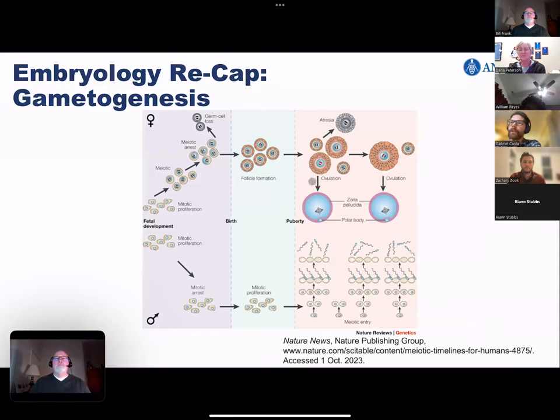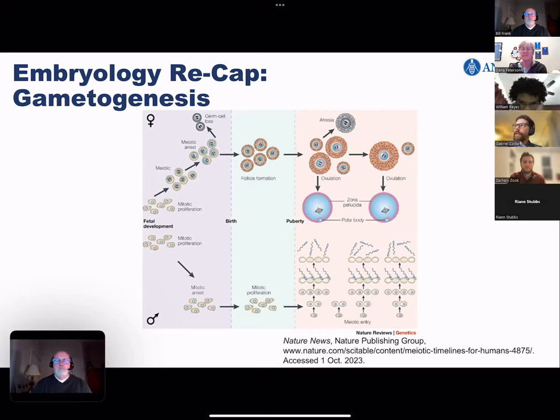Let's review. So gametogenesis is the blanket term that covers spermatogenesis and oogenesis. You guys covered this in your prior session. You discussed how the gamete cells were produced from mitotic proliferation through fetal development, through a period of meiotic rest in both males and females. And then you guys went over how in females the germ cells are lost prior to birth, how follicles are formed between birth and puberty, and how upon reaching puberty, the oocytes are released during the menstrual cycle.